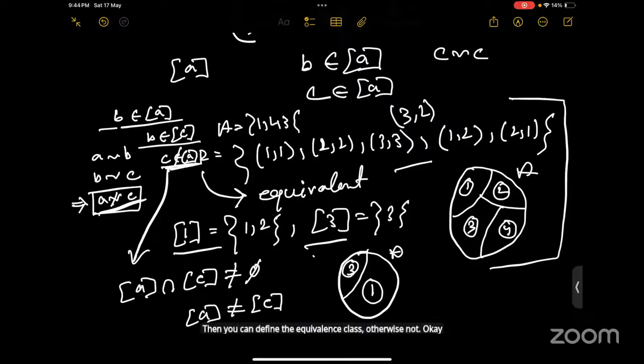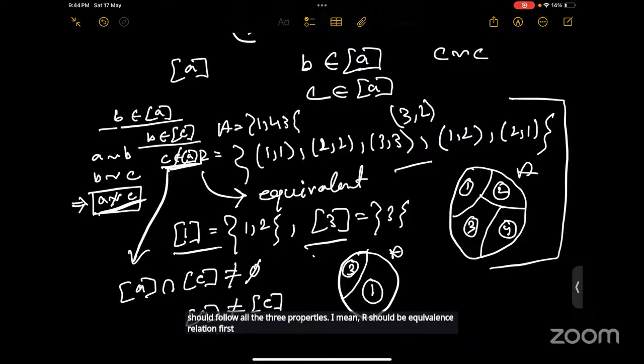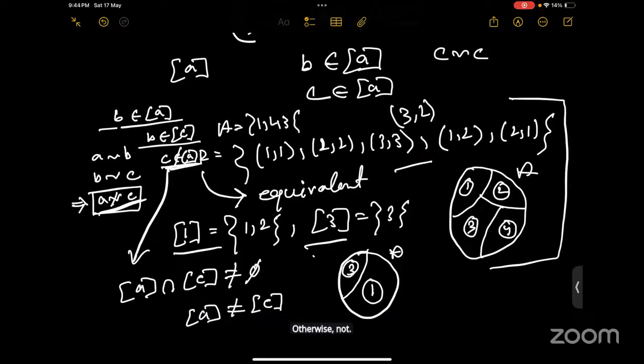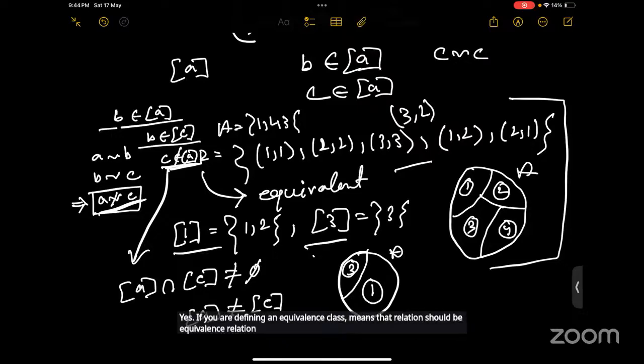So we also have to make it symmetric, transitive and reflexive. Yes. Reflexive, symmetric, transitive. R should follow all the 3 properties, and R should be an equivalence relation first. Then only you can define an equivalence class using R. Otherwise not. If you are defining an equivalence class, that relation should be an equivalence relation first. This is the first step of the definition. Otherwise, we will not talk about the equivalence class. Okay.